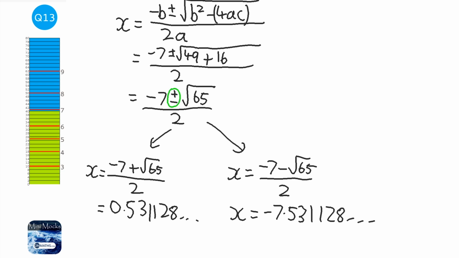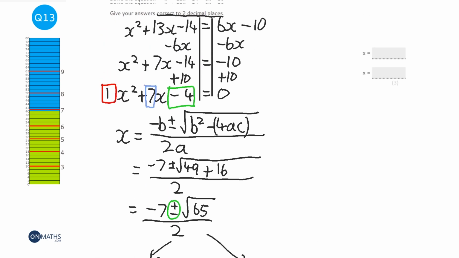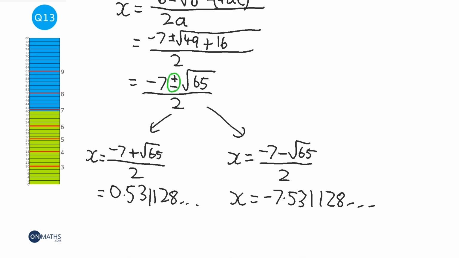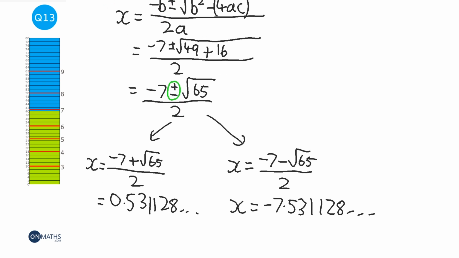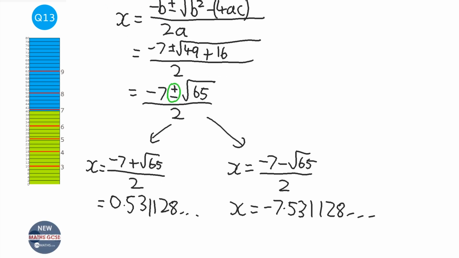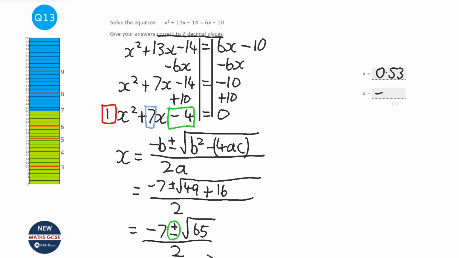That's minus 7.5531128 blah blah blah. Okay, it says to round it to 2 decimal places, does it? Yeah. So we want 0.53. What else? Minus 7.53. So minus 7.53. There's our answers.